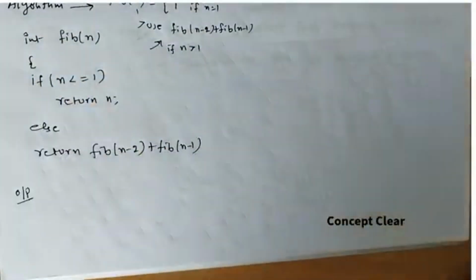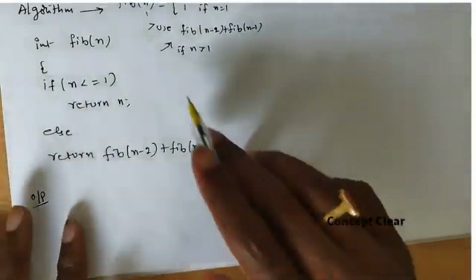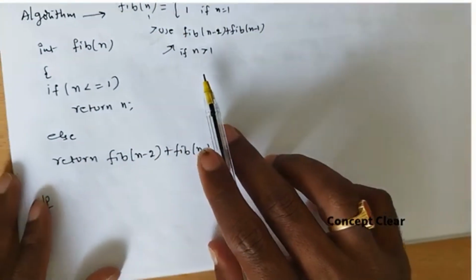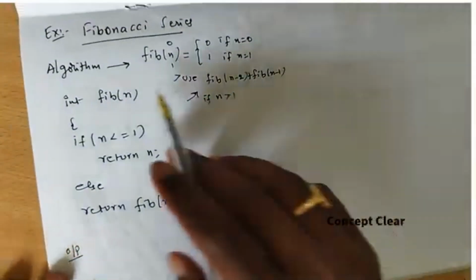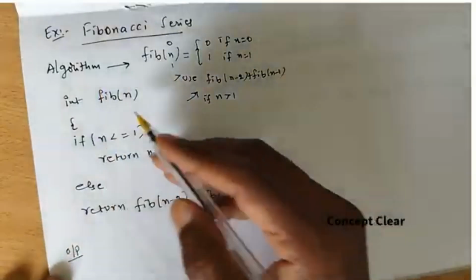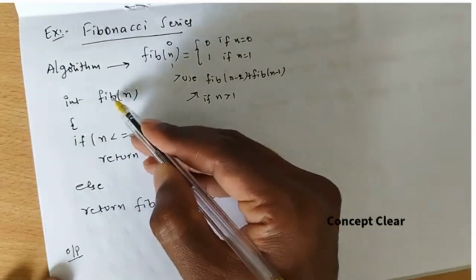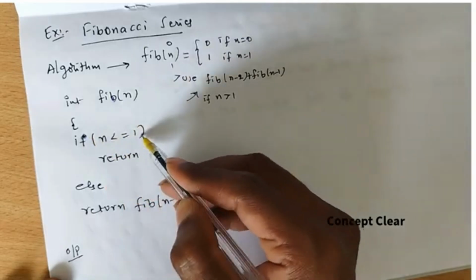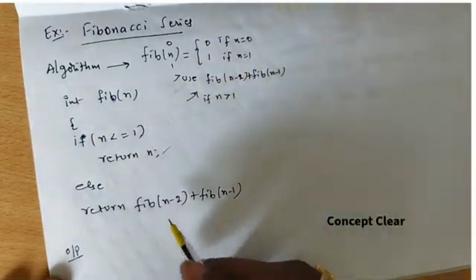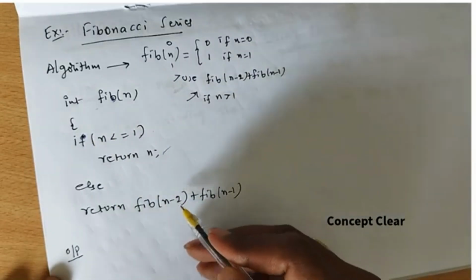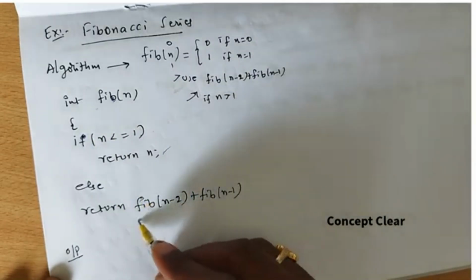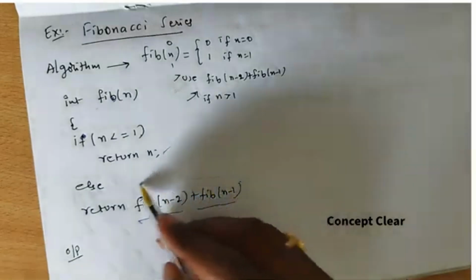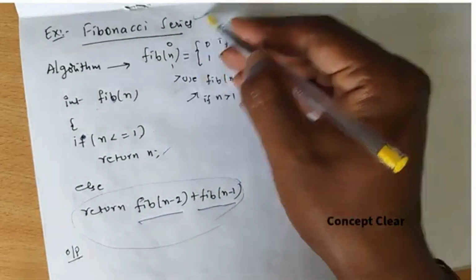Here we will see the algorithm. What is the algorithm for Fibonacci? The algorithm is regarding the Fibonacci series. Here I am taking fib of n, the n value. If n is less than or equal to 1, then return n. Else return fib of n minus 2 plus fib of n minus 1. This is the major logic for the Fibonacci series.